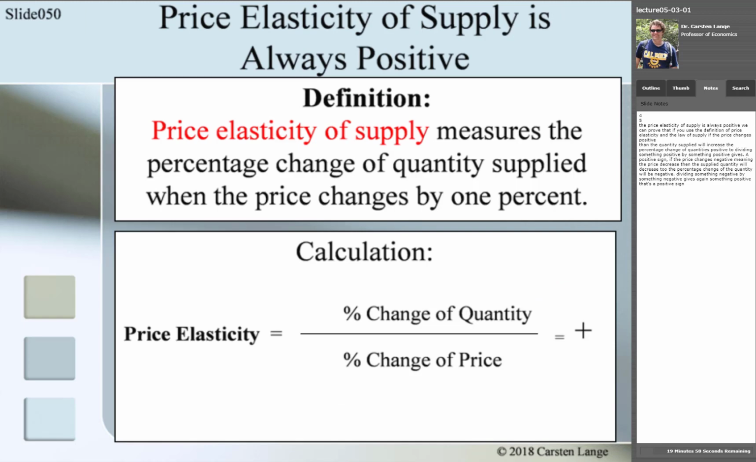We can prove that if we use the definition of price elasticity and the law of supply. If the price change is positive, then the quantity supplied will increase. The percentage change of quantity is positive too. Dividing something positive by something positive gives a positive sign. If the price change is negative, meaning the price decreases, then the supplied quantity will decrease too. The percentage change of quantity will be negative. Dividing something negative by something negative gives again something positive. Thus, a positive sign.